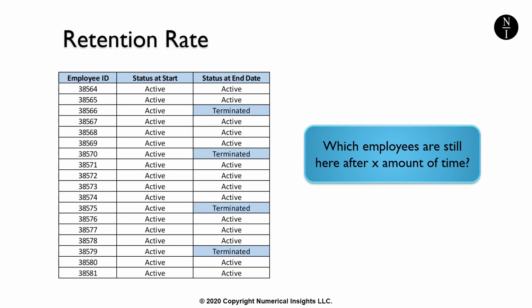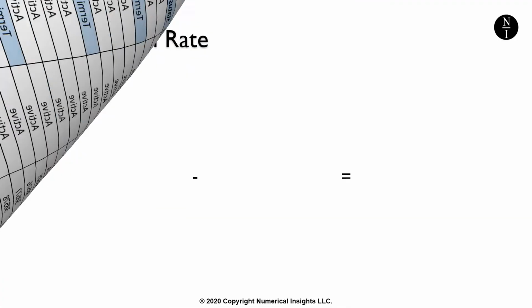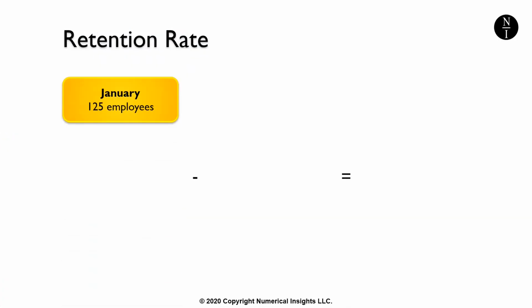Retention actually helps eliminate the mathematical confusion that hiring or transfers brings into the equation by simply asking which employees are still here after X amount of time. It helps unmask issues that turnover doesn't expose. To perform this calculation, we take the employee IDs of all individuals at the start date and look up which IDs still exist at the end date. Then divide the end population by the start date population and multiply by 100.